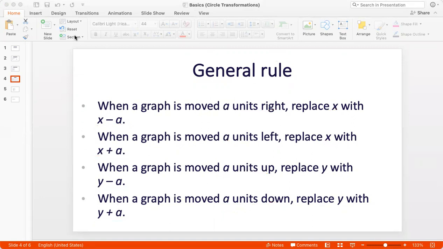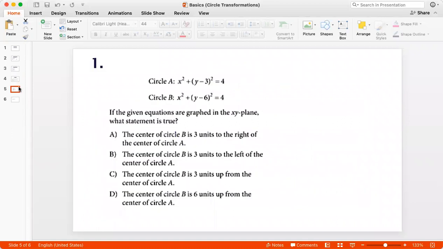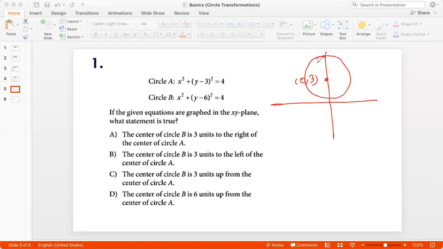Okay, so let's do this sample question. If the given equations are graphed in the xy-plane, what statement is true? So I have two circle equations. The first circle equation has a center at (0, 3) and a radius of 2, right? And the second circle equation has a center at (0, 6) and a radius of 2.